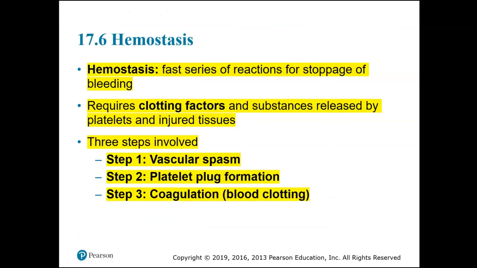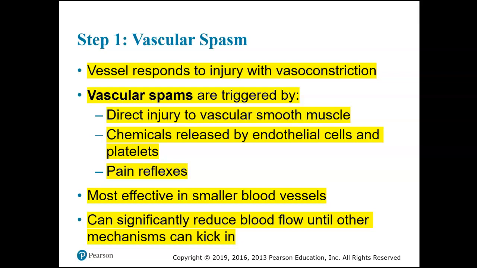Okay, and then hemostasis is the stopping of bleeding. It requires clotting factors, and it involves 3 steps: the vascular spasm, platelet plug formation, and coagulation or blood clotting. Step 1, the vascular spasm: blood vessels that are injured respond by vasoconstriction, or constricting, and then vascular spasms are triggered by injury to the smooth muscle layer of your blood vessels.